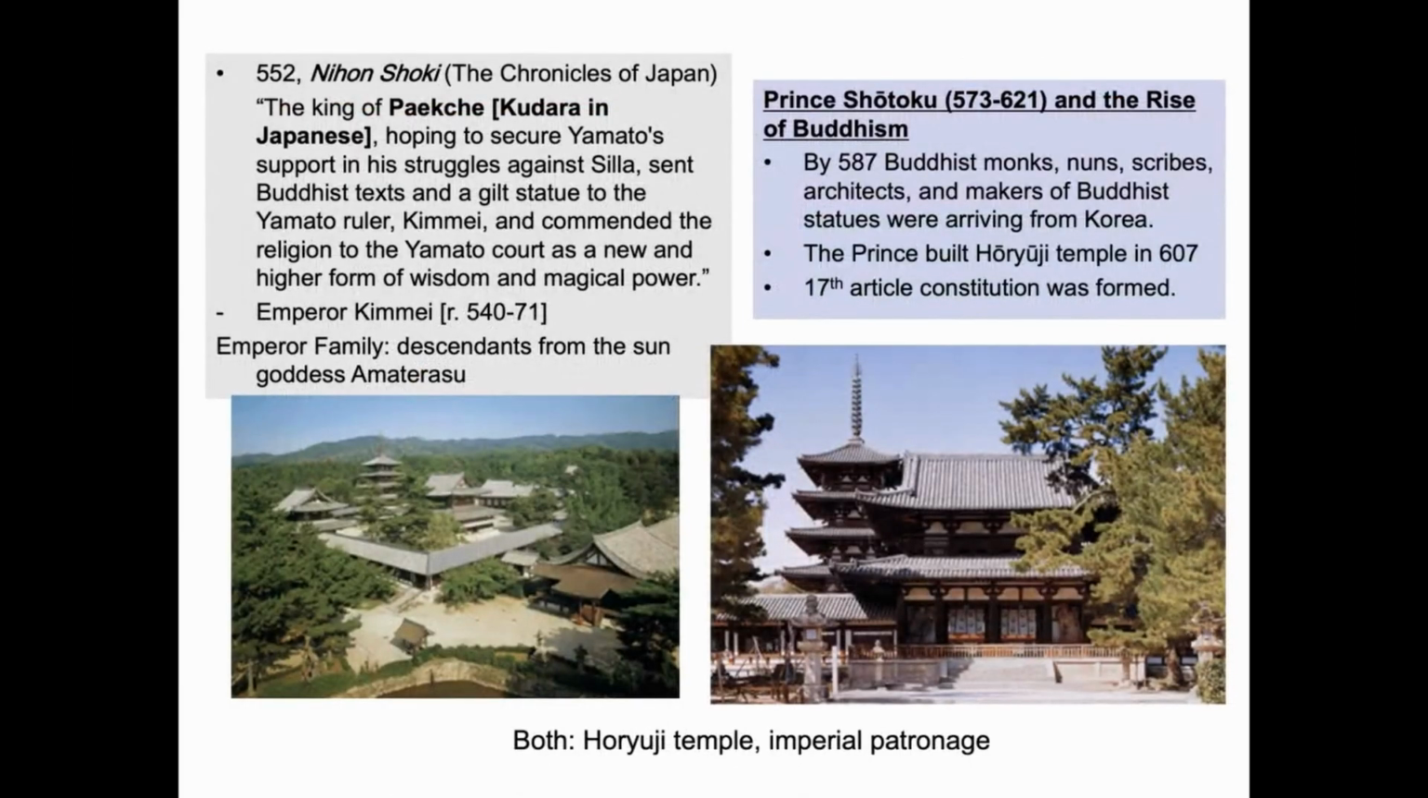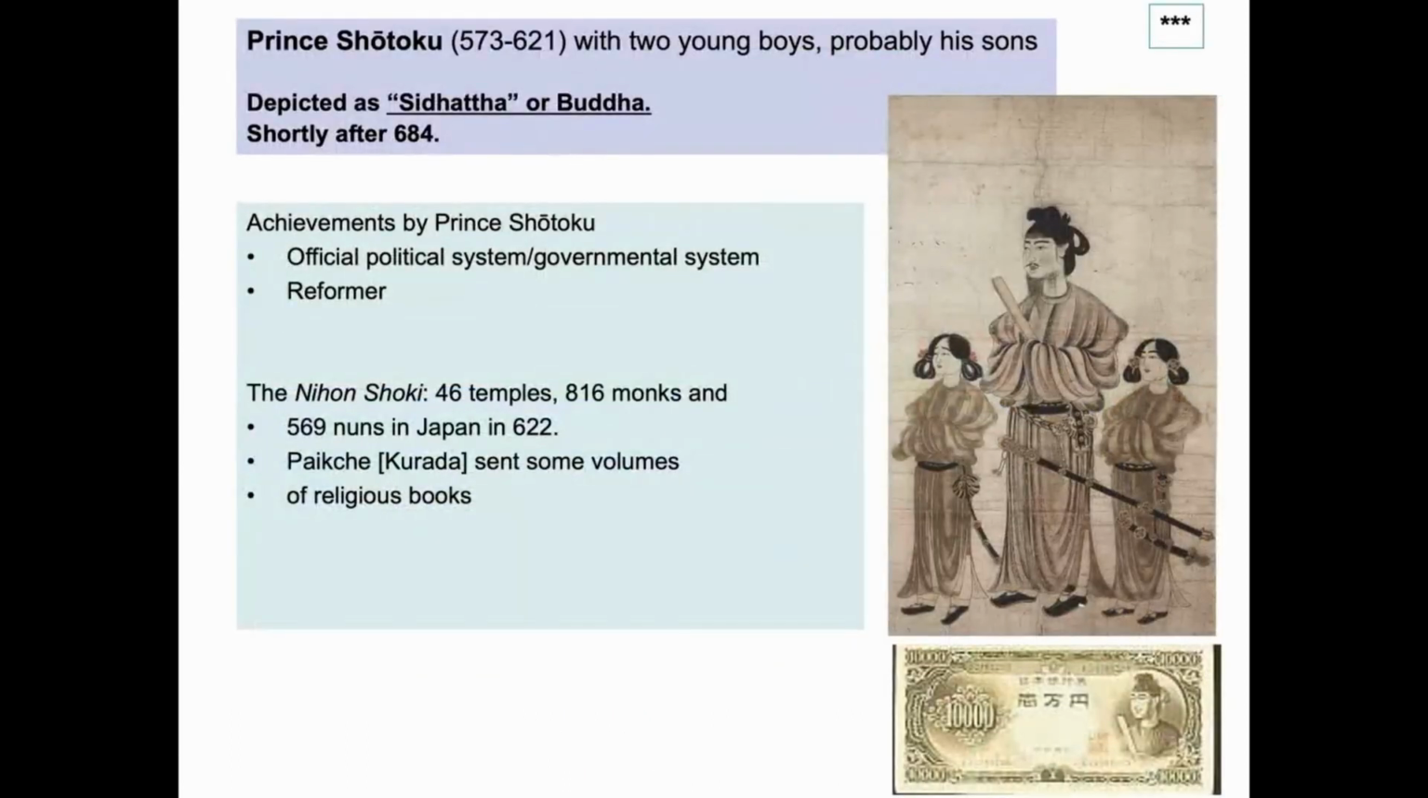So in the Asuka period, the most important monument is Horyuji Temple. Horyuji Temple is very important. It's founded by the patronage of Emperor Shotoku. Prince Shotoku, he died before he became an emperor. And here there are records of 46 temples, 180 monks, 60 monks, a lot of information.